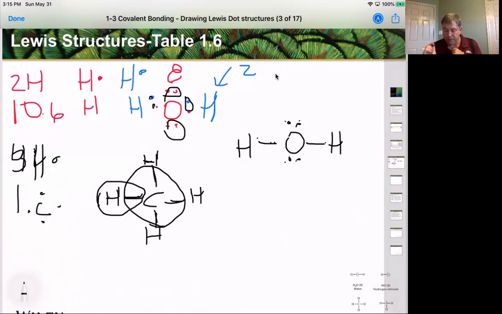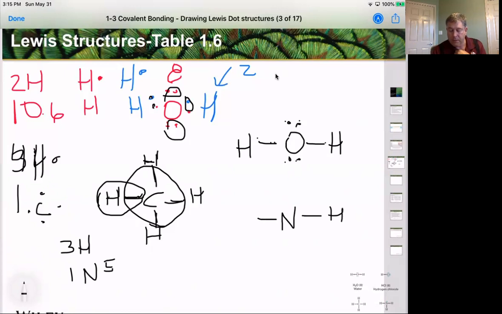Okay. Let's do one more. Let's do something a little different. Let's do, we have 3 hydrogens and we have 1 nitrogen, okay? So if we look at that, hydrogen's still group 1. Nitrogen is group 5A. So let's think about that. That means there are 5 valence electrons on nitrogen. So if we start with a nitrogen and we're going to draw a bond to hydrogen, and we're going to draw a bond to our second hydrogen, we're going to draw a bond to our third hydrogen, okay?